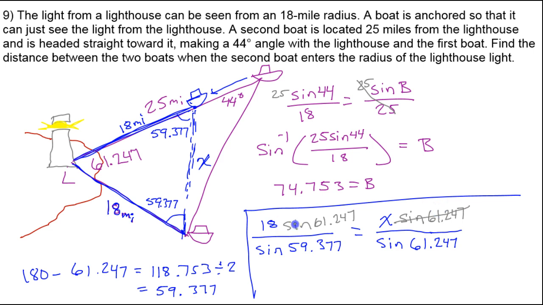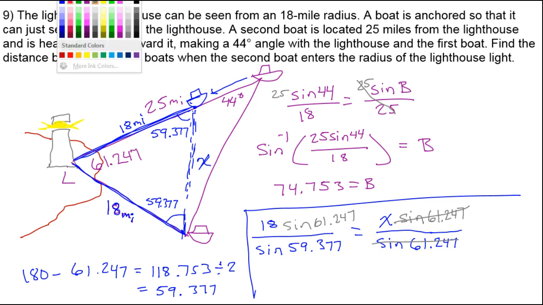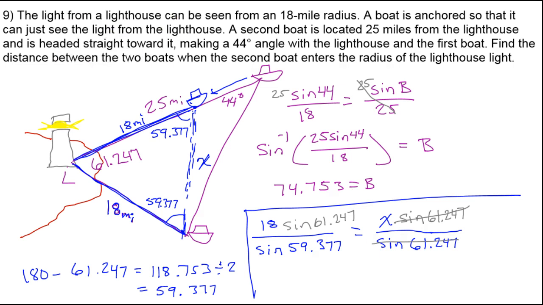So these are going to cancel each other out, and this is going to give me the distance between the two boats that I was looking for. So I'm just going to put all of this in my calculator all at once, and that should be the answer. So that is 18.338 miles.